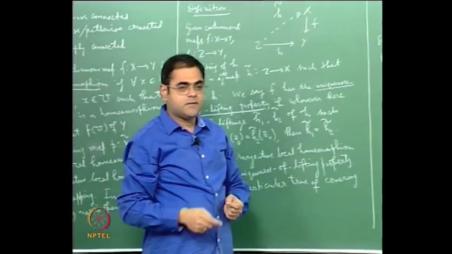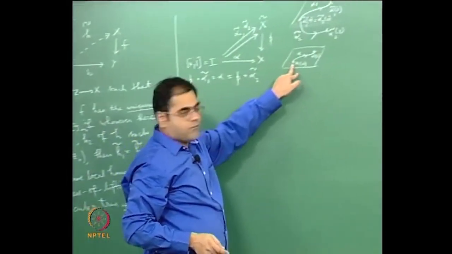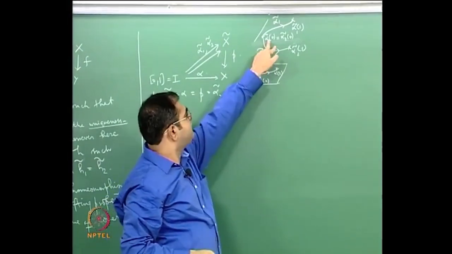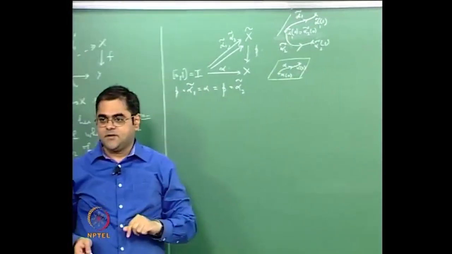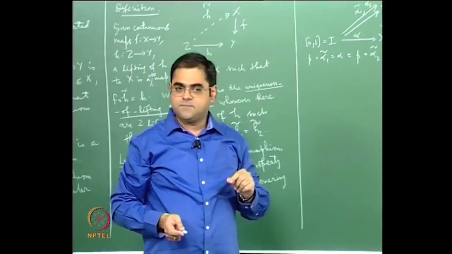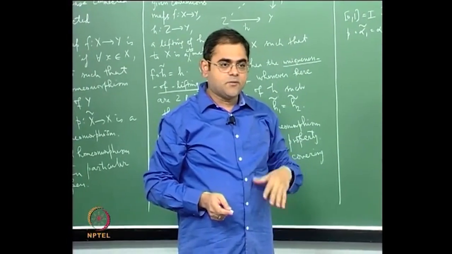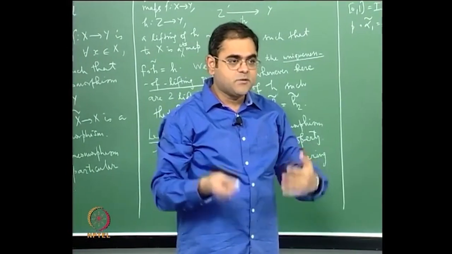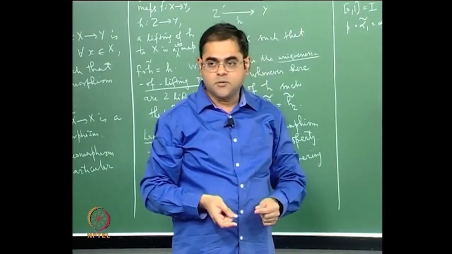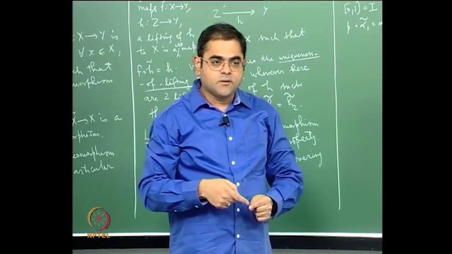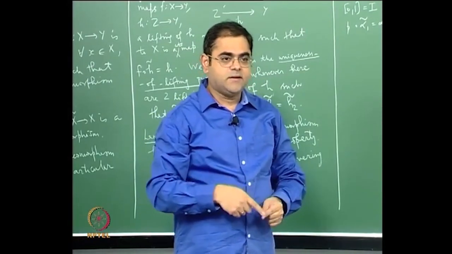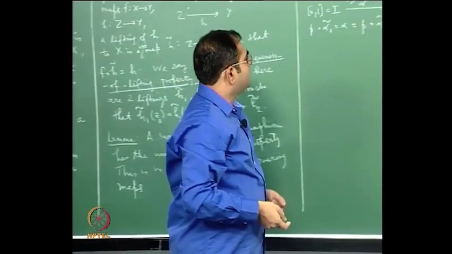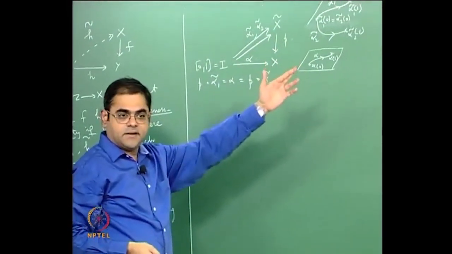So you see, a path below is going to give a unique path above if you fix the initial point above, okay. So now you can guess that in some way the fundamental group is going to be involved, because after all the fundamental group is connected with closed paths, and taking homotopy classes. So this is how it enters into the picture.